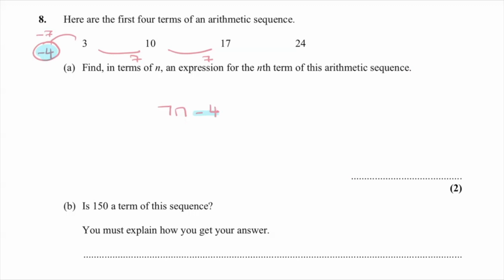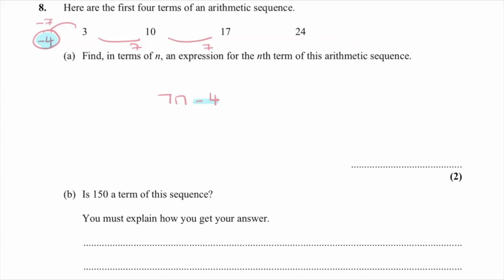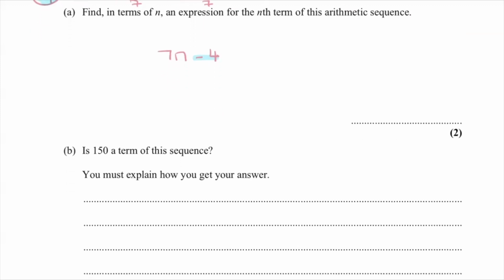We're being asked, is 150 a term of this sequence? Well, we're not going to carry this sequence on to find out because that just wouldn't be efficient and would most likely go wrong at some stage anyway. What we're going to do is set our 7n minus 4 to equal 150. If this is in this sequence, our n will be a whole number.